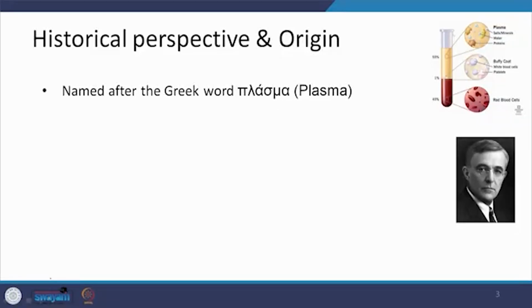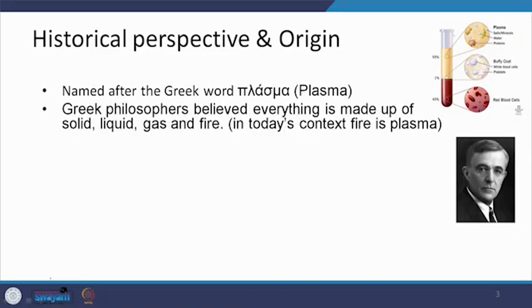If you look at the historical perspective of plasma physics, or the origin of plasma, plasma is named after the Greek word plasma. The philosophers used to believe that everything is made up of solid, liquid, gas and fire. They thought that all the matter that you see is basically made up of these four elements. Now, in today's context, even after all this development, we know for a fact that fire is actually plasma.